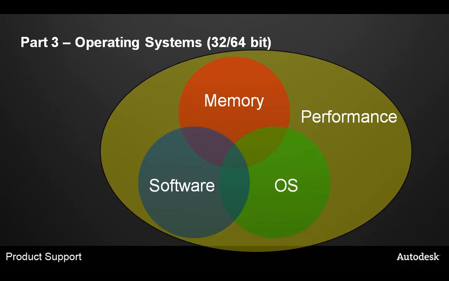So we talked about Civil 3D itself. Right now, as I've said several times, it's a 32-bit only application at this time. So now let's talk about the operating system itself, which comes in a 32-bit and a 64-bit flavor.